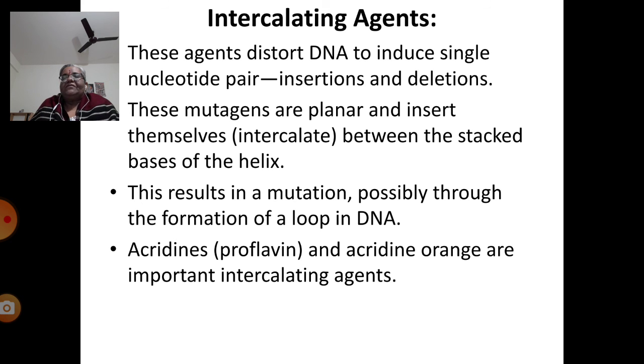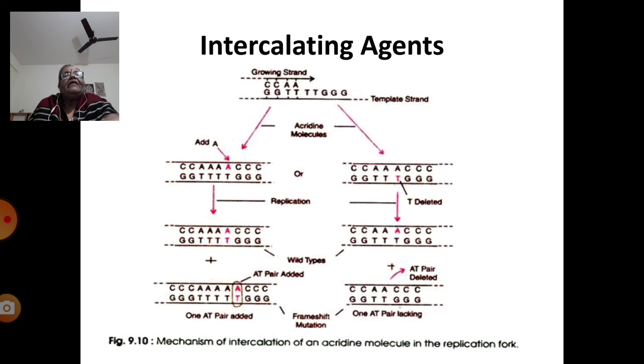Then next is intercalating agents. These agents distort DNA to induce single nucleotide pair insertions and deletions. These mutagens are planar and insert themselves, or intercalate, between the stacked bases of the helix. This results in a mutation, possibly through the formation of a loop in DNA. Acridines, proflavin or acridine orange, which is a dye, are important intercalating agents.